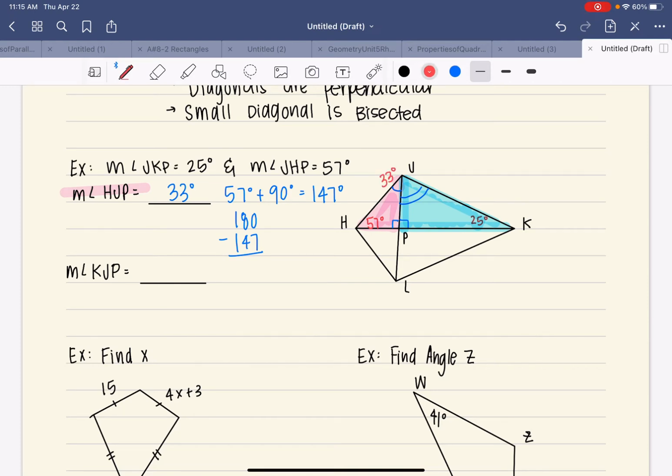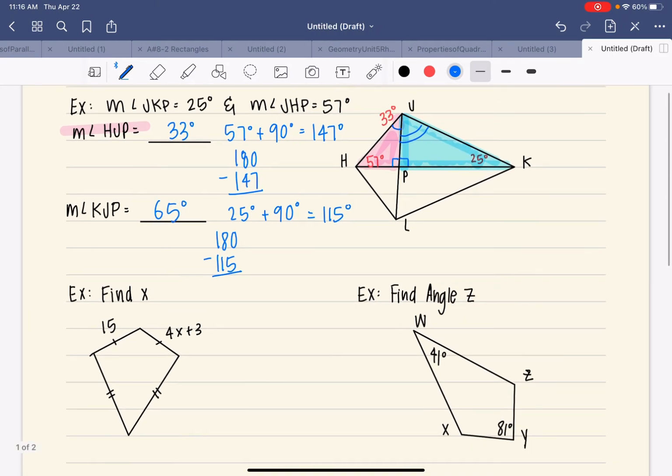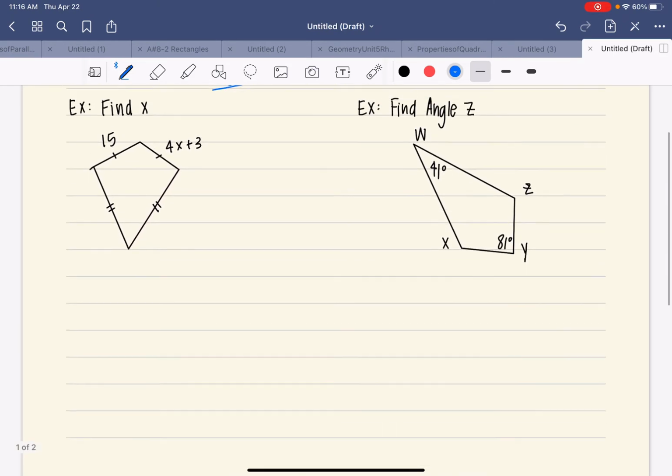Then we're going to do the same thing for KJP. It's going to be 25 plus 90, and you get 115. Then you'll take that sum and subtract it from 180. And 180 minus 115 is 65 degrees. All right, so last 2 examples.